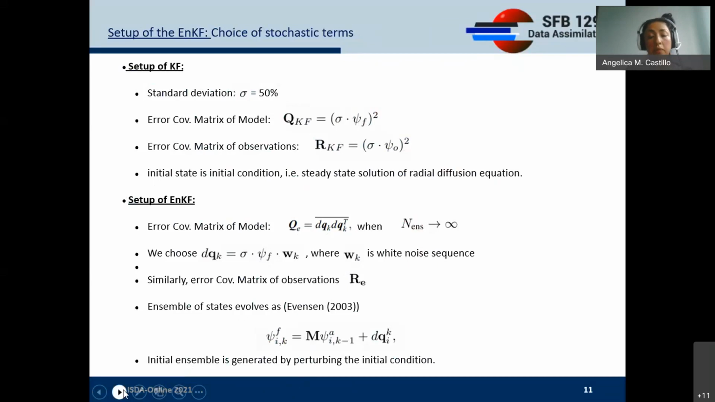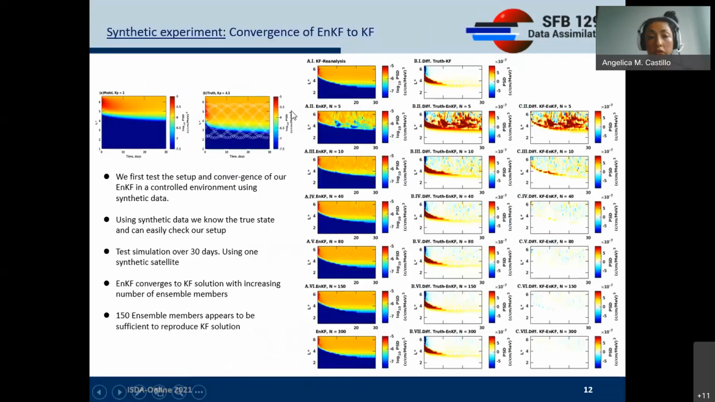So we already have our setup, and we want to test it in a controlled environment. So we perform a synthetic experiment. Basically, we run our model without any filtering and construct a state that we will call the true state. This is this panel right here. This state is constructed by running the model with fixed parameters, and we extract data points just as a synthetic satellite would do. And then we run our model with different parameters, and we assimilate the data that we extracted into this model over here.